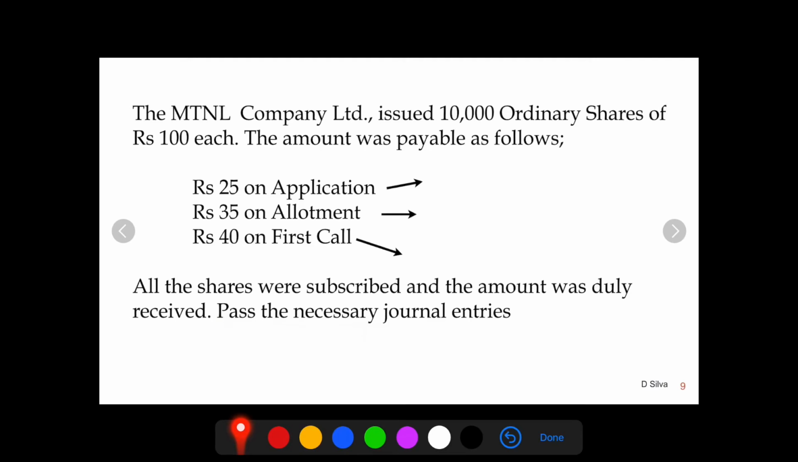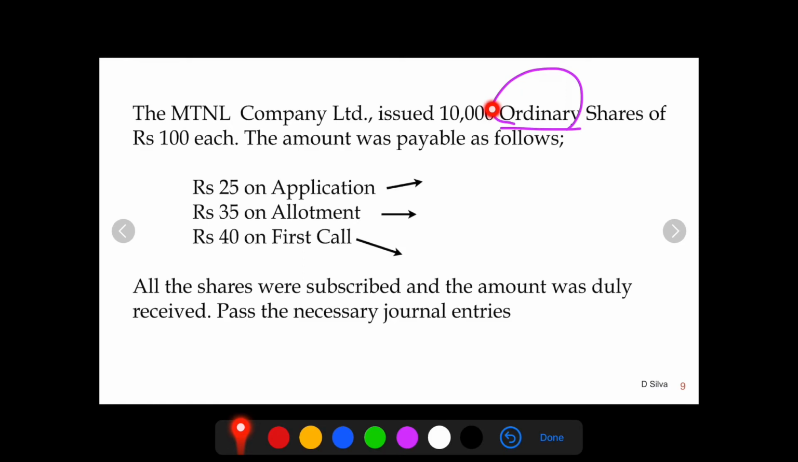So in this question, we understand that MTNL Company Limited has issued 10,000 ordinary shares. Ordinary shares meaning it is just a normal share. So please do not write the word ordinary in every journal entry. You will just write it as shares. If they mention preference, you need to write it as preference shares. If they give equity, you need to write it as equity shares. But if they mention ordinary, do not write the word ordinary in your journal entries.